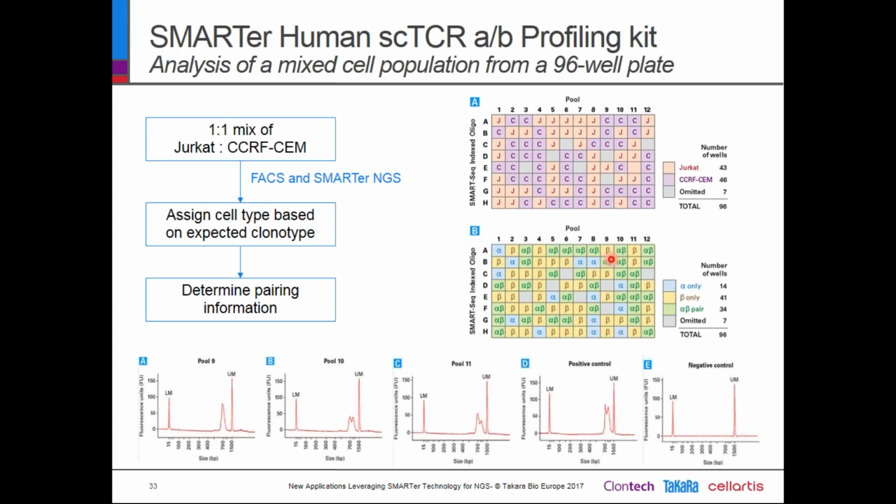For example, in pool number 9, in the bioanalyzer, we see only one peak, so it corresponds to the beta being majoritarily expressed. In pool 10, most cells show two peaks, one for alpha and one for beta, and this is what we also see here. In pool 11, we have a mix of alpha, beta, and beta. So this is quite similar to what is shown.